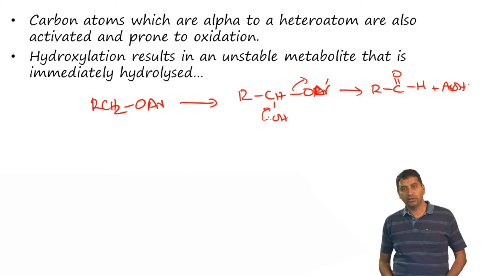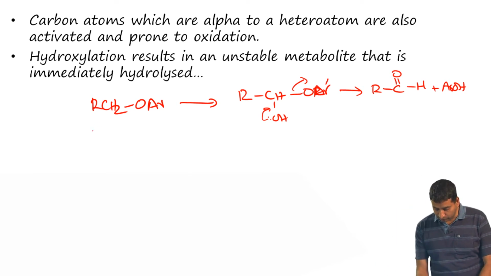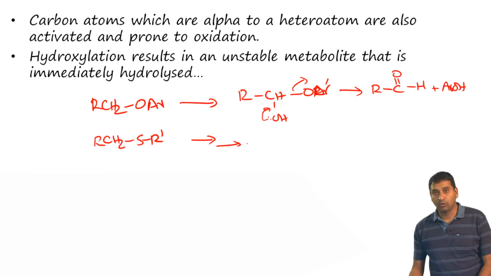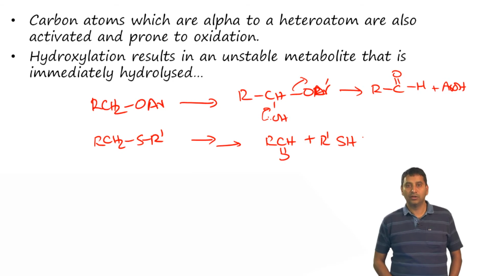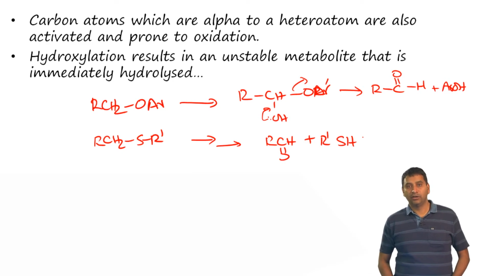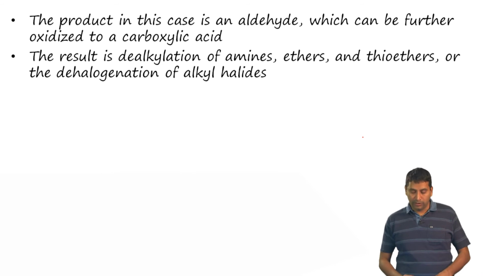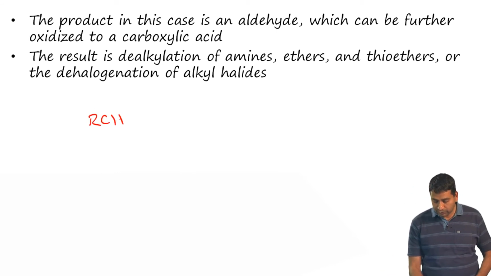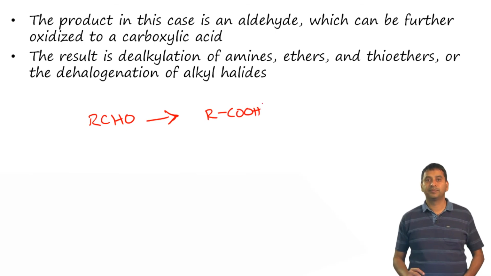Similarly, you can do the same thing with thiols, right. You have thioethers which can again collapse to give you the corresponding aldehyde and a thiol. So, for example, you have R CH2 S R prime. I am not going to draw the arrows, you are going to form R CHO plus R prime SH. Okay. So, this is the other way in which we can do this metabolism. So, the product in all these cases is an aldehyde, okay. And so, we have already looked at that aldehyde can undergo oxidation to produce the corresponding carboxylic acid, okay.